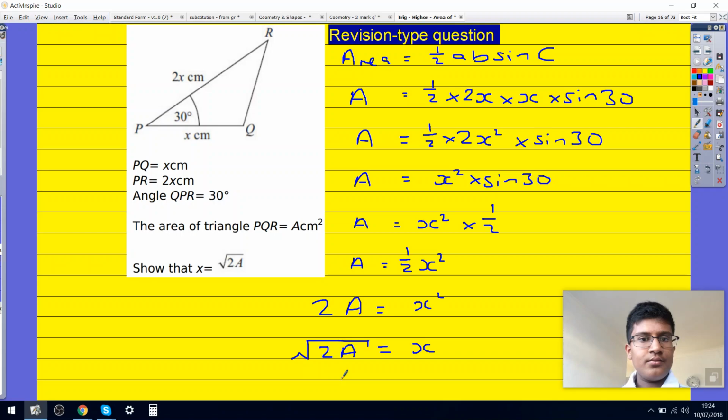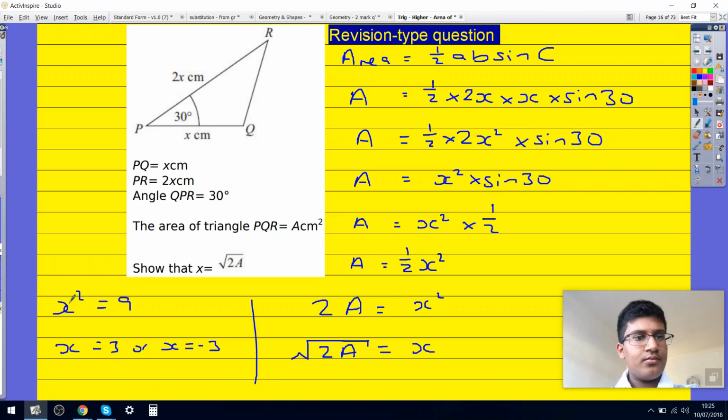No, that's good. And you know how when you have x squared equals 2a and then you square root both sides, why is this not plus or minus the square root of 2a? You know how if you have x squared equals 9, x can be 3 or x can be minus 3. So why is this not plus or minus the square root of 2a?